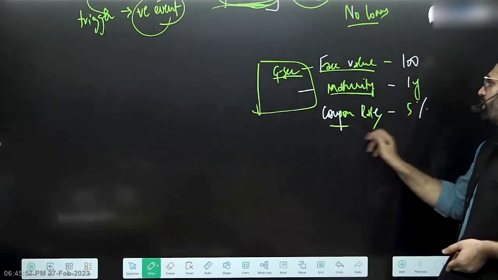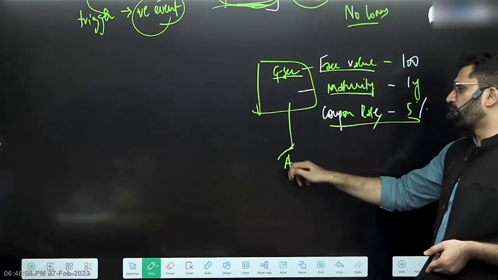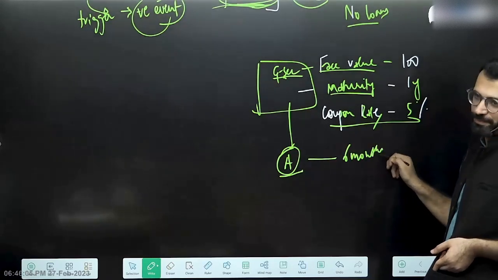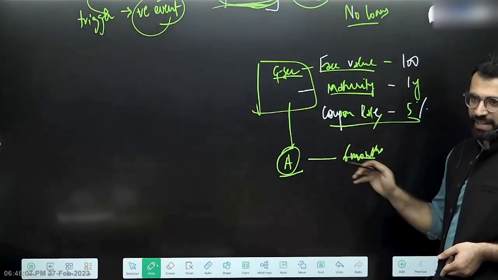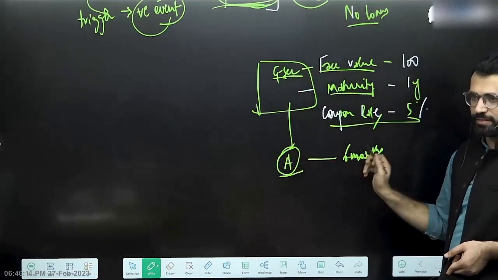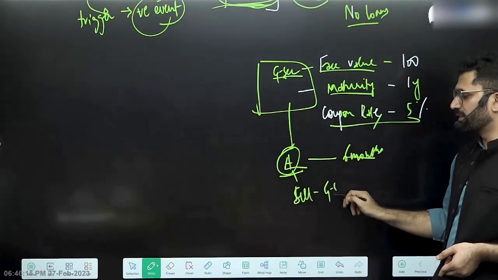Now, whoever is holding this bond, say for example, this person A bought this bond, but after 6 months he was in need of money. उसे पैसे चाहिए, वो वेट नहीं कर सकता 1 साल तक. 100 दिए गवर्नमेंट को, पैसे वापस चाहिए 6 months में. So he is trying to sell this government security.